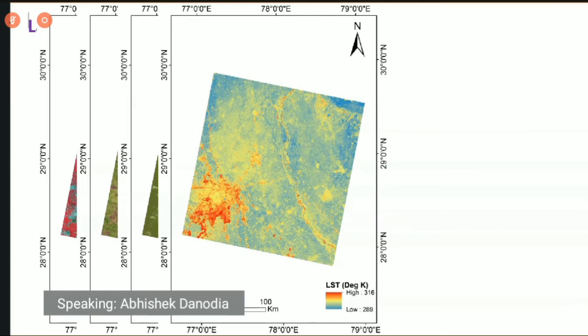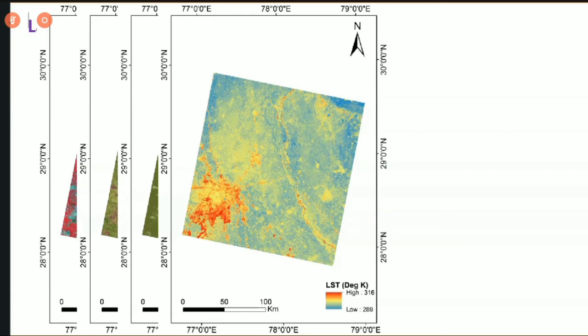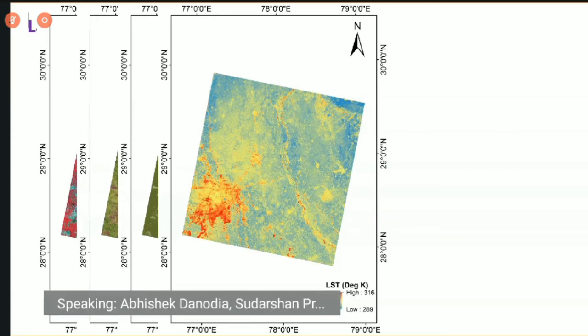Using the land surface emissivity image with transmissivity, and the incoming or downwelling and outgoing or upwelling irradiance values, which are derived from a particular web portal.